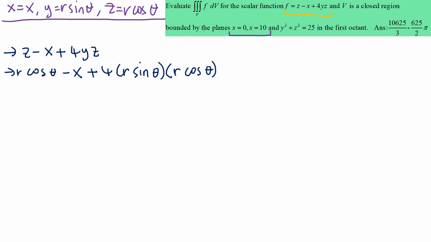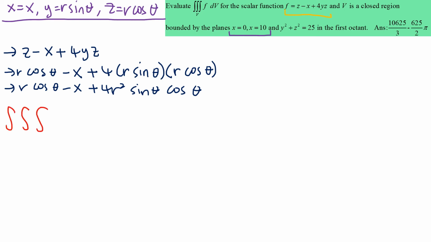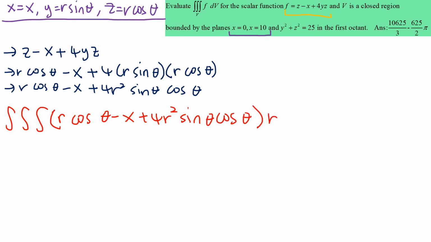Now, simplify this. What we have is r cos theta minus x plus 4r squared sin theta cos theta. Now you can integrate it. You're going to integrate applying polar coordinates, the triple integral of r cos theta minus x plus 4r squared sin theta cos theta, and the dV is r dr d theta dx.